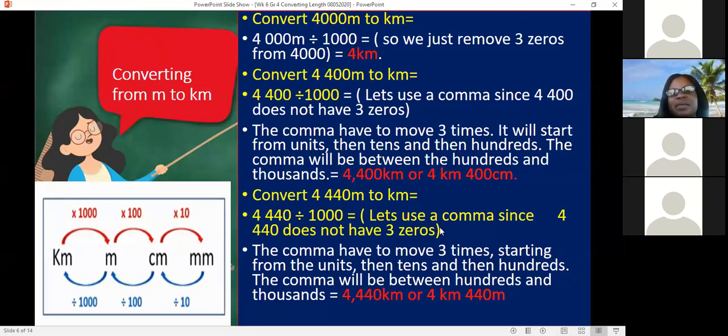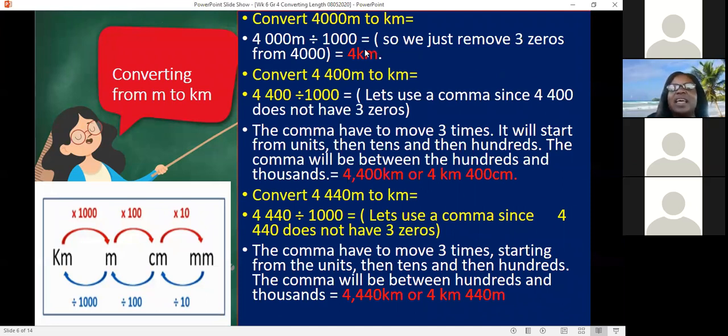Okay, so let's bring those who were not here, who didn't see yesterday's lesson, abreast. So now, for example, convert 4,000 meters to kilometers. Remember, if we're converting from kilometers to meters, we multiply. But now we are going to divide, and then we said we remove 3 zeros. So it's either we remove 3 zeros or we can use the comma. In this case, because 4,000 has 3 zeros, we actually remove the 3 zeros. So we kick them away, kick 1 zero away, kick the second one away, kick the third zero away, and then the answer is 4 kilometers.